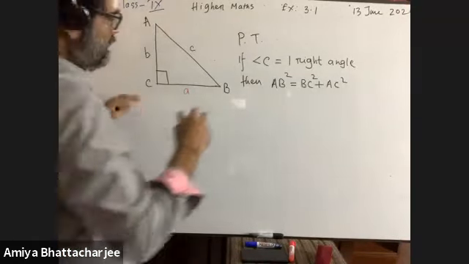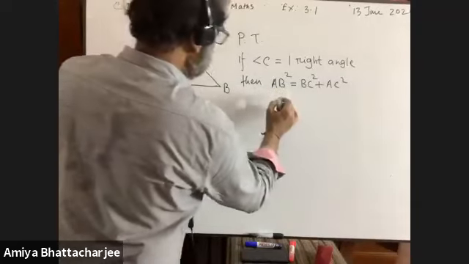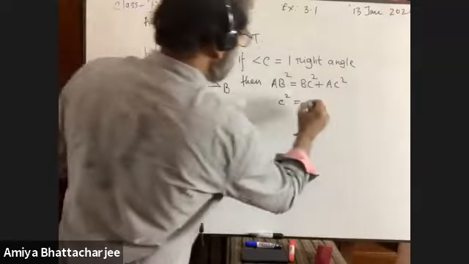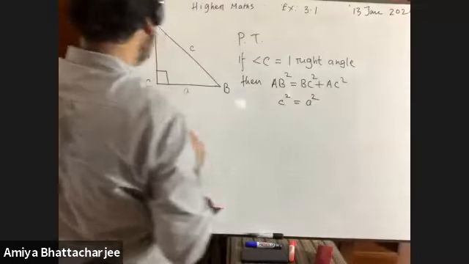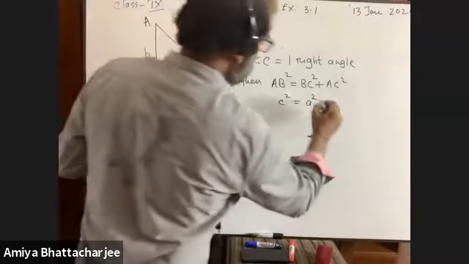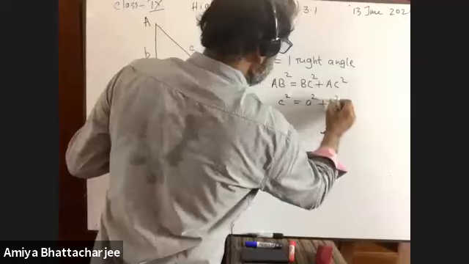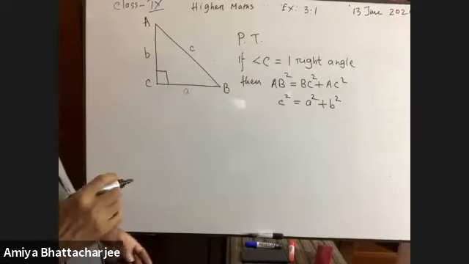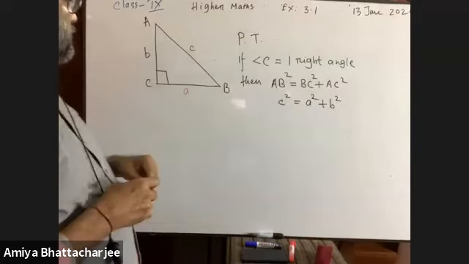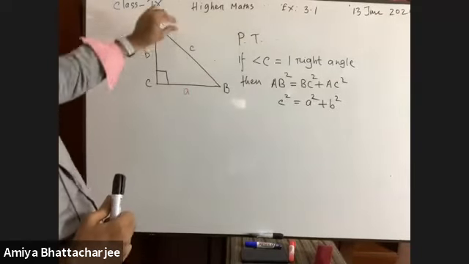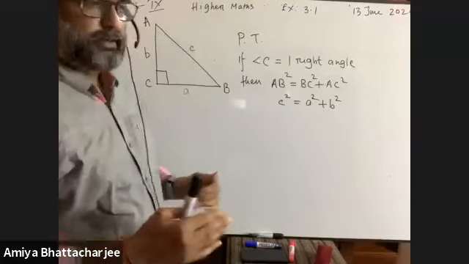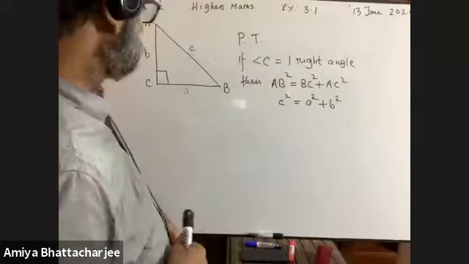In short, we can write down AB equals to what? It is C. C square is equal to BC equals to A. It is A. And AC equals to what? It is B. Have you got it? It is Pythagoras theorem. That is, in the right angle triangle, the square drawn on the hypotenuse is equal to the sum of the squares drawn on other two sides.